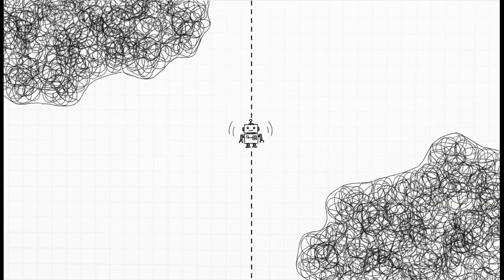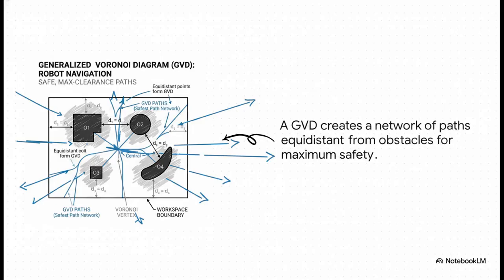But what if you don't care about being the fastest? What if safety is priority number 1? Well, then you use the complete opposite approach. This strategy is designed to keep the robot as far away from danger as it can possibly get. Like when you walk down the exact center of a hallway just to make sure you don't bump into either wall. And this is what that looks like.